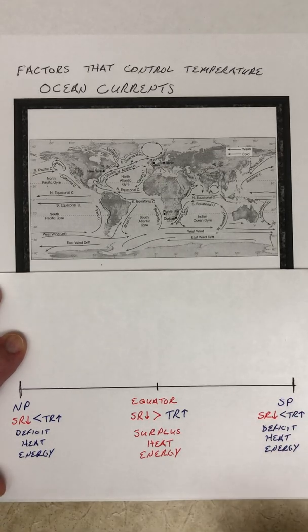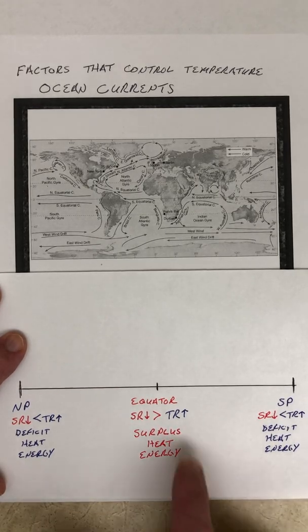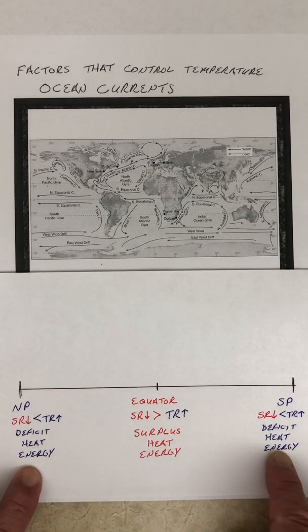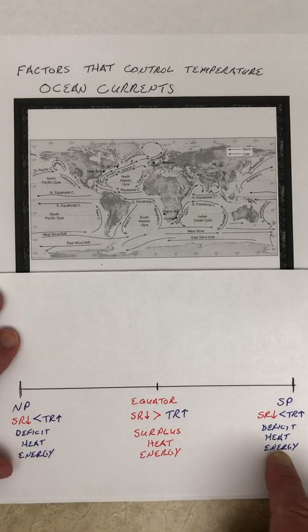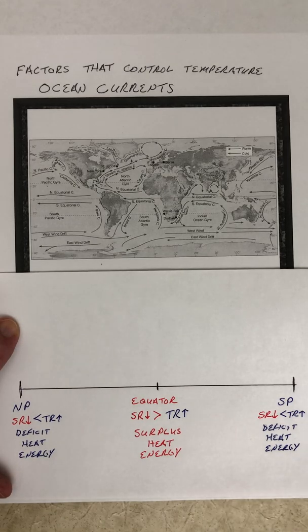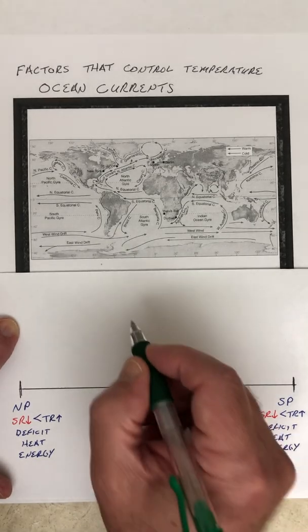There's got to be a reason for that, and that is because the surplus energy is being transferred to areas where there's deficit. So we've got a temperature gradient. Whenever a temperature gradient is established, heat energy is going to be transferred. In this particular case, since we're talking about ocean currents, you can be certain that ocean currents are moving some of this heat energy.